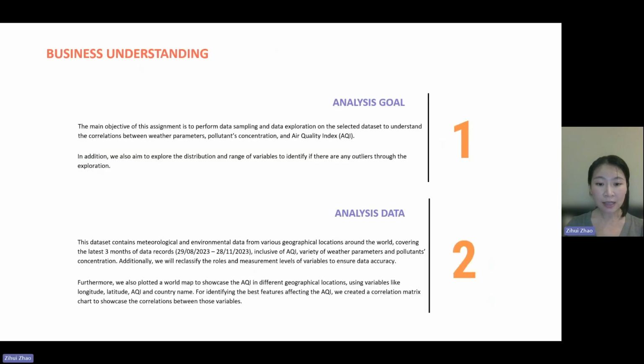In business understanding, we analyze the goal. The main objective of this assignment is to perform data sampling and data exploration on the selected data set to understand the correlations between weather parameters, pollutant concentration, and air quality index. In addition, we also identify if there are any outliers through the exploration, and we analyze the data set.